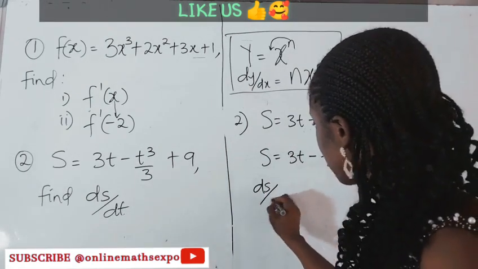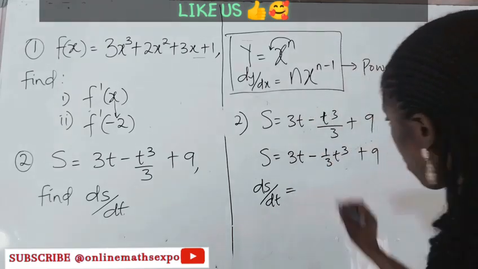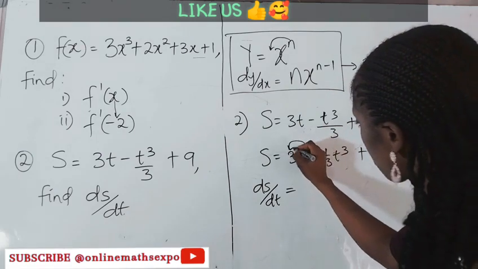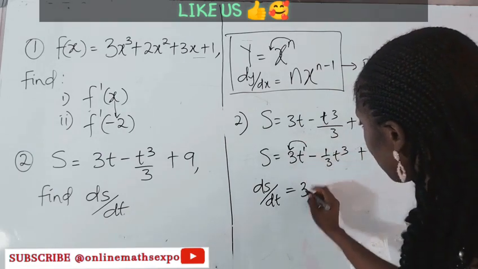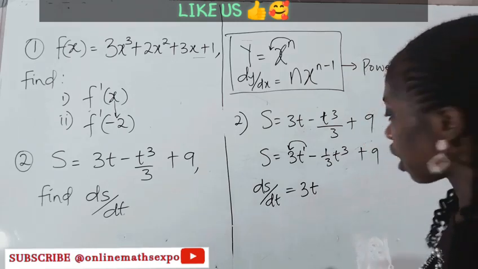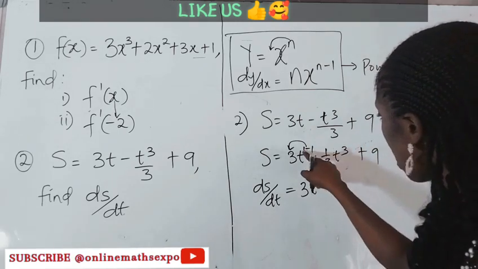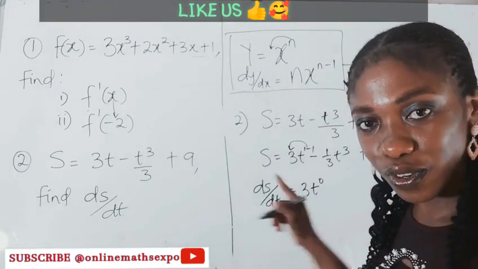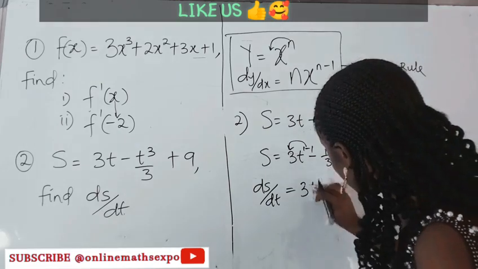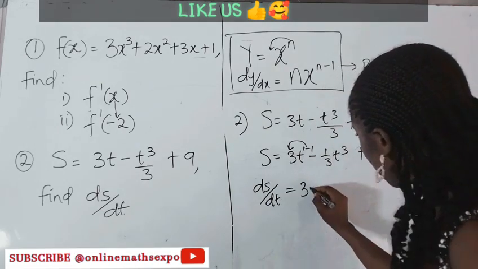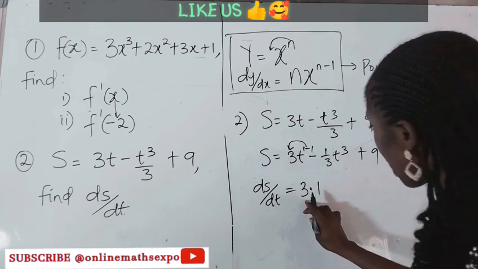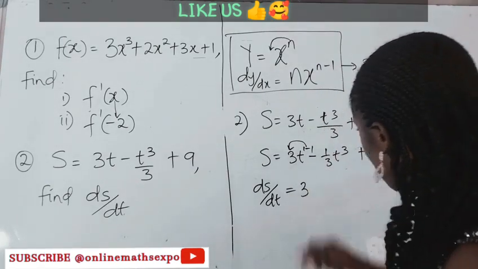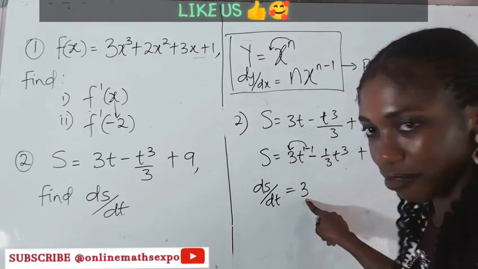So we have ds/dt is equal to, remember the power here is 1. According to your power rule, use the power to multiply. 1 multiplies 3 is 3. Then bring down your t, okay? And subtract 1 from the power. 1 minus 1 is 0. And according to your indices, anything to the power of 0 is 1. So it means that this cannot take what? 1. Remember, you're multiplying. And when you multiply 3 by 1, it gives you what? 3. So it means our answer for differentiating this is 3.